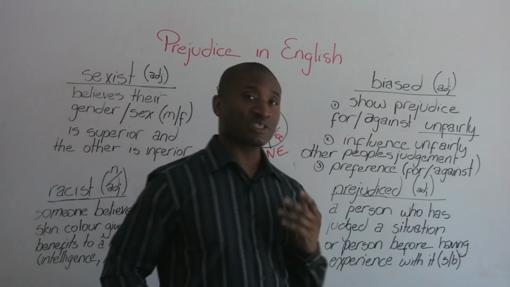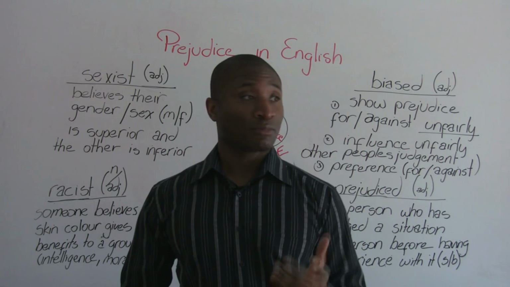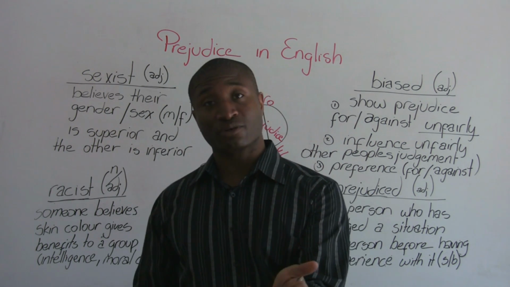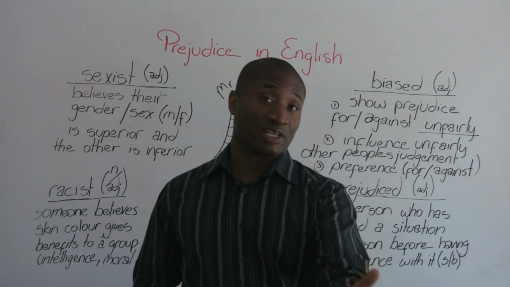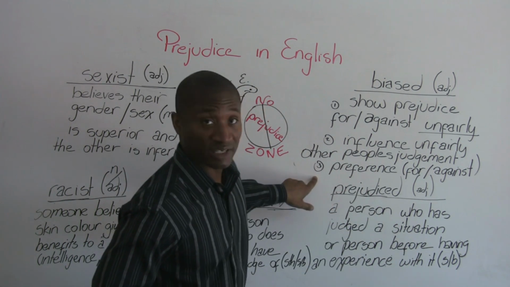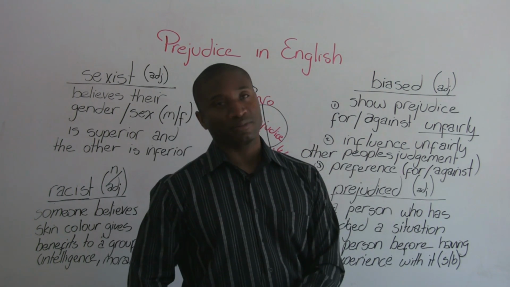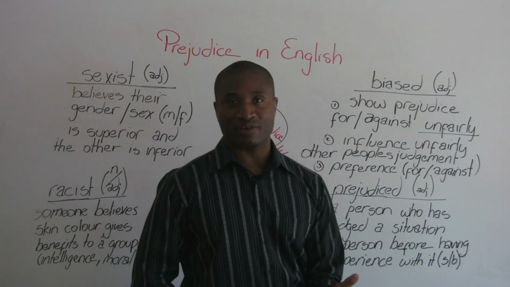But usually people start off with something called a bias. A bias is a preference. I like chocolate ice cream. You like vanilla ice cream. You are biased for vanilla. I am biased for chocolate. In this case, we're using actually number 3 in the definitions. It means a preference for something or against something. It's not bad. It's just a preference.